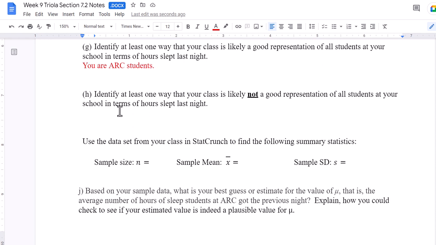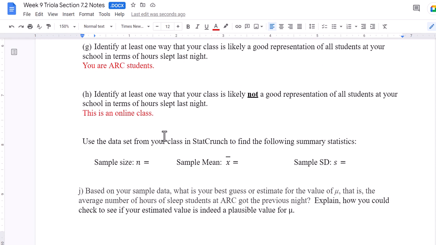Some of the things that come to mind is that this is an online class instead of an in-person class, right? Like if someone's taking a STATS 300 class in person at say 9 a.m., that may affect their hours of sleep the previous night. What else?